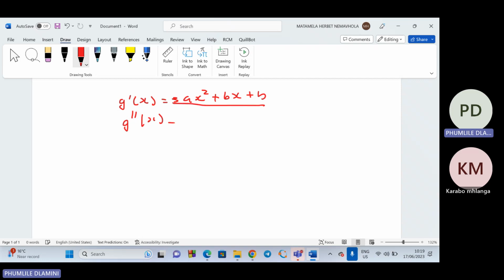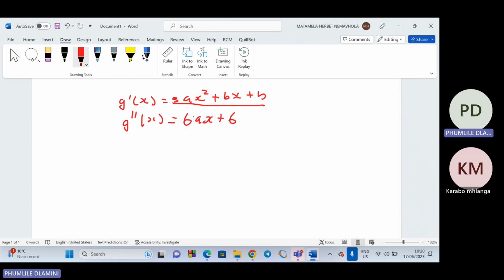When we differentiate this one, you're going to get 2 times the 3 here. It's going to be 6ax plus, not plus b. Remember, this plus is 6 here. It's not b. It's going to be 6.